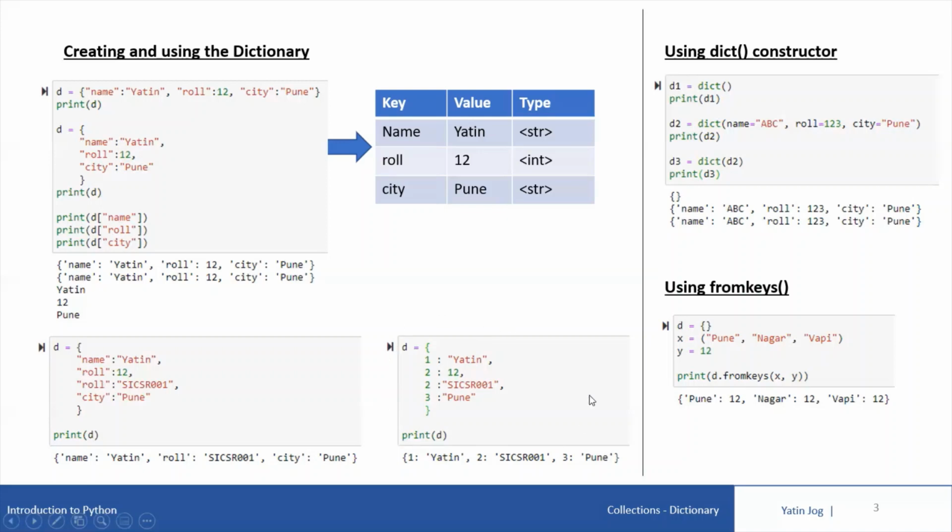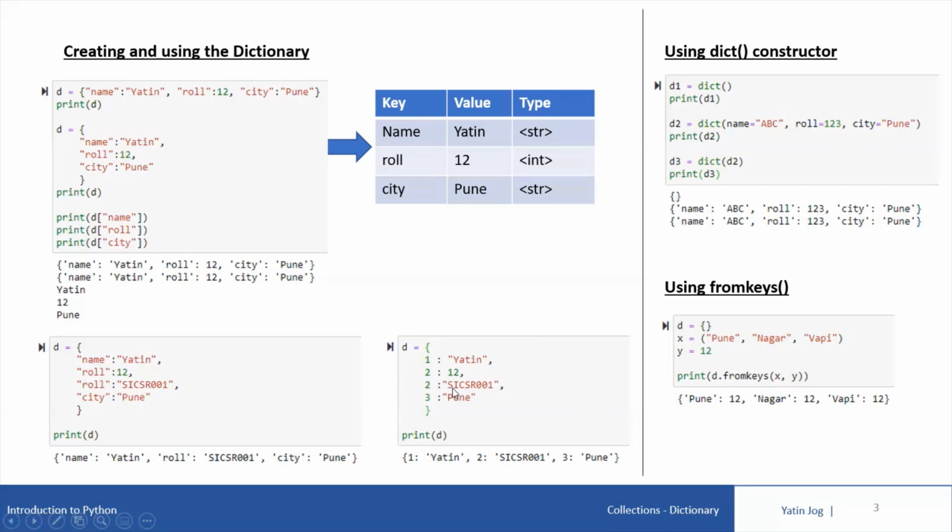Now look at this example. It is not necessary that you have only strings as the keys. You can also have integers, as we have discussed on the first slide, that the keys have to be immutable in nature. So you can use strings, you can use integers, you can use tuples also. So I'm now using integers as keys. So 1 is mapped with Yatin, 2 is mapped with 12. That is the current mapping.